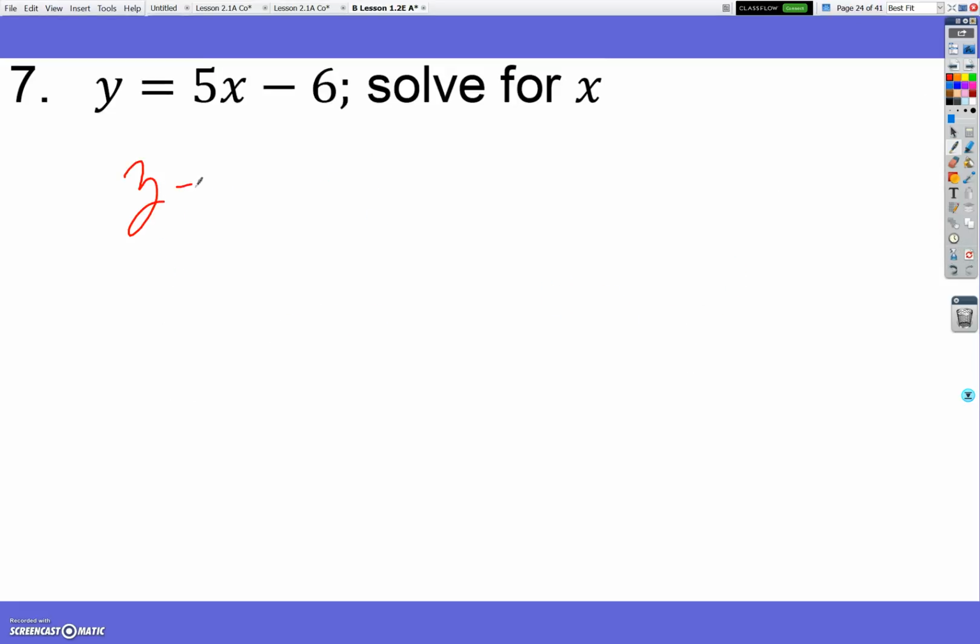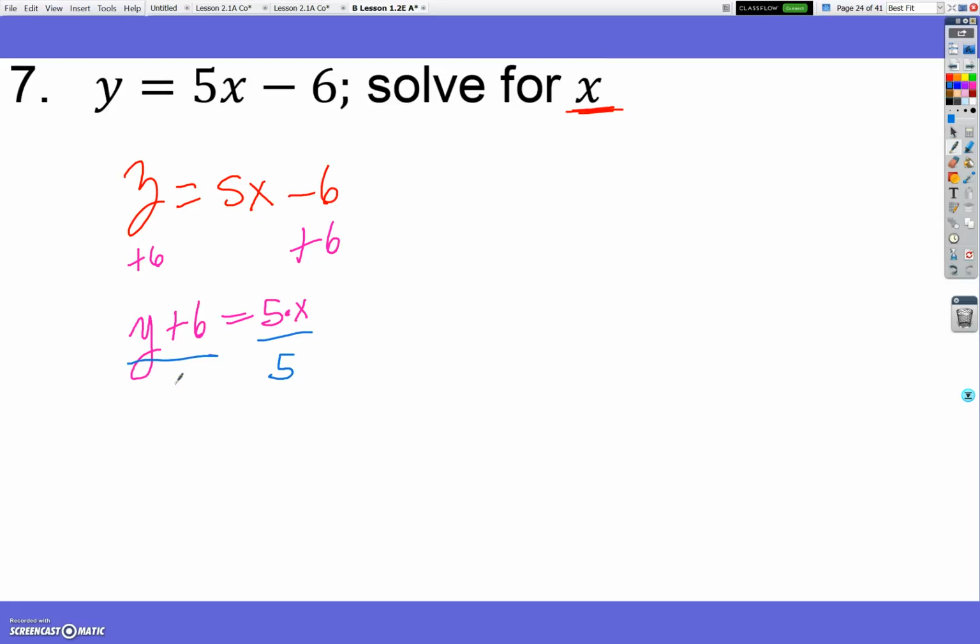I have y equals 5x minus 6, and I need to get x all by itself. So the first thing I want to do is undo this subtraction. I undo subtraction with addition. This would give me y plus 6 is equal to 5 times x. Now I need to undo multiplication, and to undo multiplication, I divide both sides by 5. This would give me x is equal to y plus 6 all over 5.